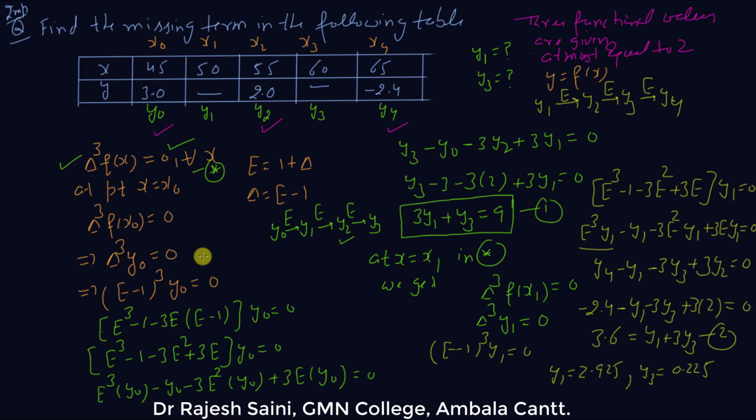So this is the question in which we have to determine two missing terms. By using this relation we obtained only one equation in two unknowns, so we needed to find another equation. For that we used x equal to x1. This is also 0 because it is holding for all x. The third order difference is 0 everywhere, at any point. So we explored it and obtained the second equation, and then we solved and obtained the two missing terms.